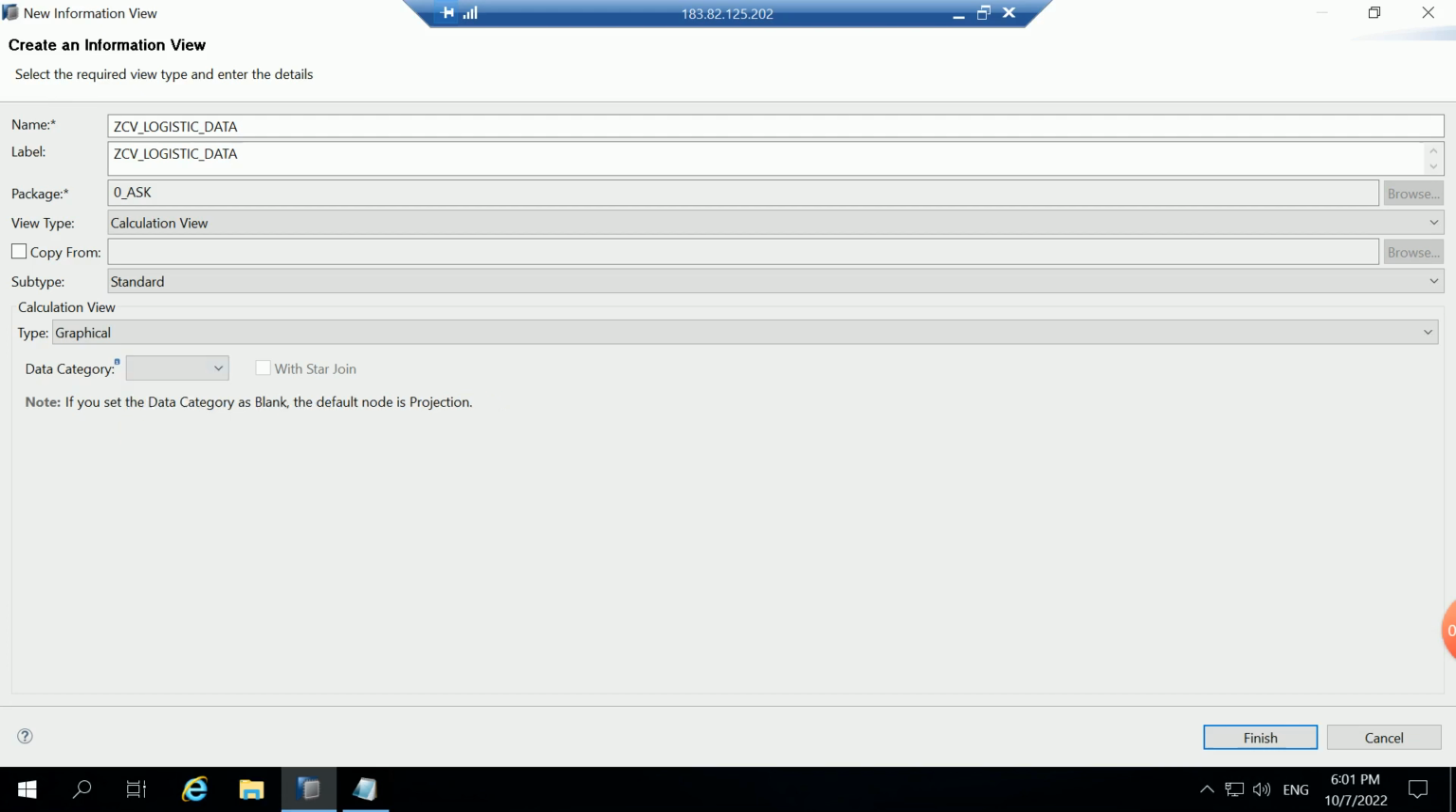Third type is a blank. When you select a blank data category type of calculation view, then again it acts as a default projection node. So it means it will not be available for reporting. And in a blank node you can create measures. This is the difference between all the three types of calculation view.